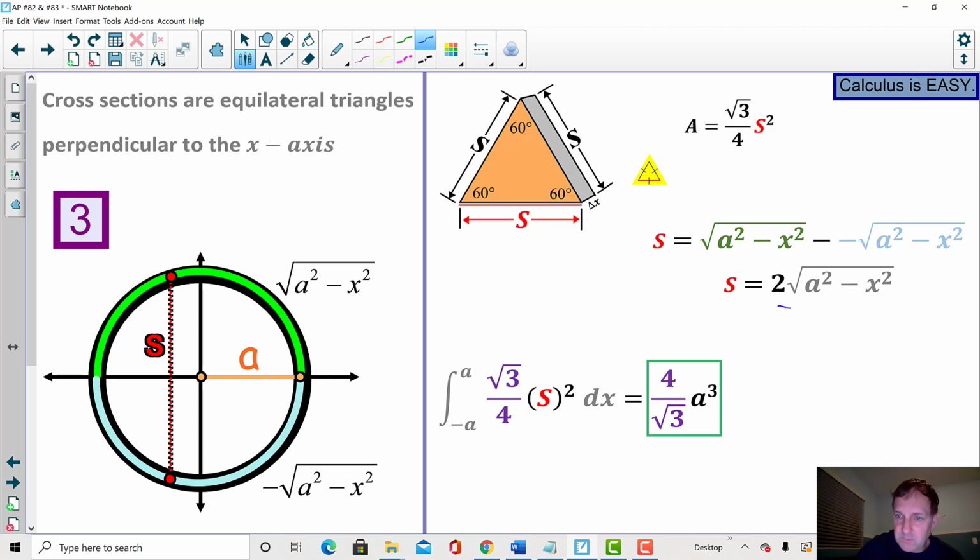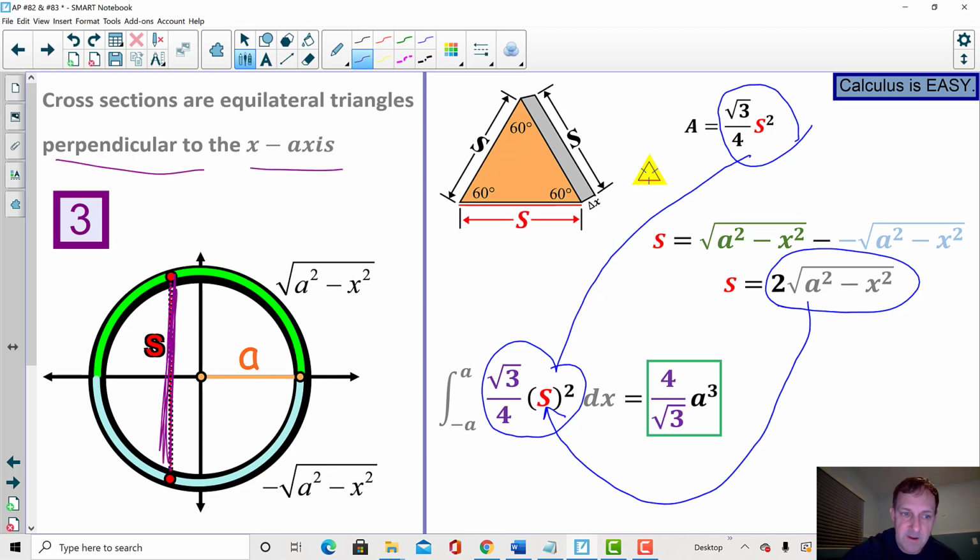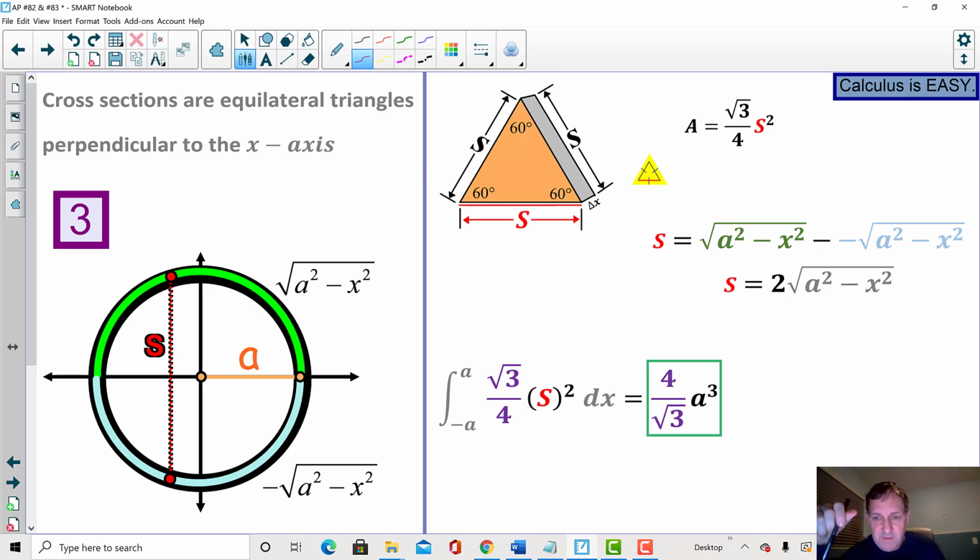So our s is two of these things, and we take the area of one cross section for an equilateral triangle, plug it in right here. We just solved for our s, so we can plug in our s. And of course, we're perpendicular to the x-axis. That's the reason our s is going up and down. So we're going to go from negative a all the way to positive a. So those are going to be our bounds from negative a to positive a. You can actually solve this with a graphing calculator, or you can solve it on your own.